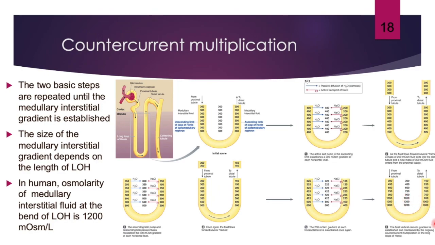This osmotic gradient is maintained by the ongoing countercurrent multiplication of the long loop of Henle, which is the loop of Henle of the juxtamedullary nephron that is located in the medulla. The size of medullary interstitial gradient depends on the length of loop of Henle. In human, osmolarity of medullary interstitial fluid at the bend of loop of Henle is 1200 milliosmol per liter.